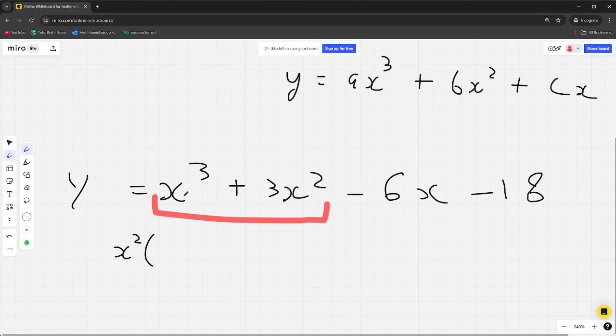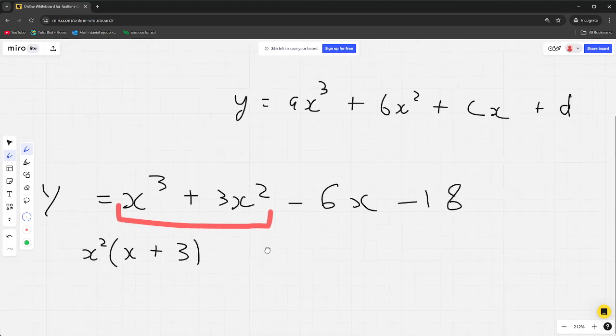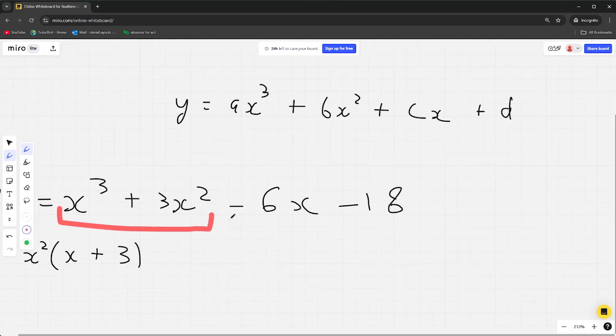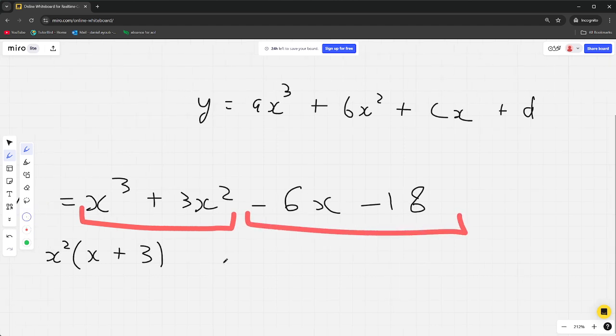x squared, what's left here? Well, we have x left. And then here, what's left? We have a 3. Okay? And then over here, we're going to do the exact same thing, where we're going to find their largest common factor, and we can see it's negative 6. So we're going to factor out negative 6, and what's left? We have x plus 3.